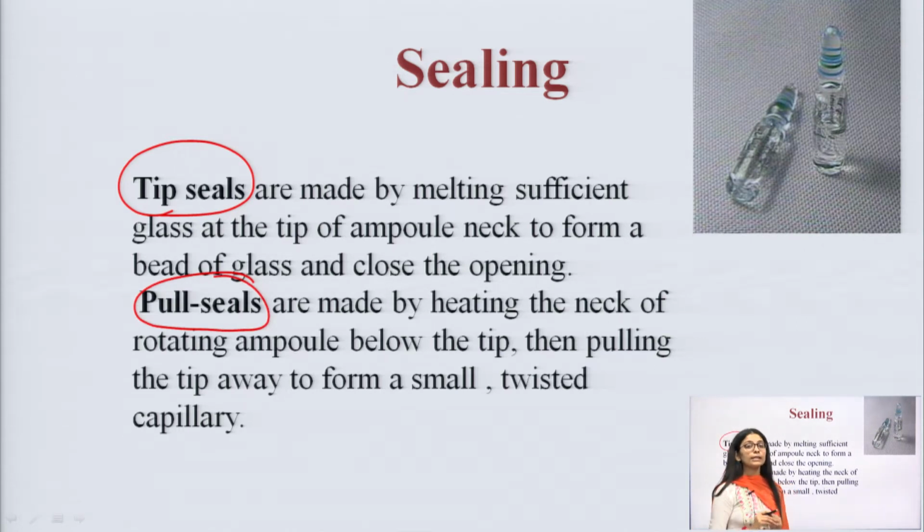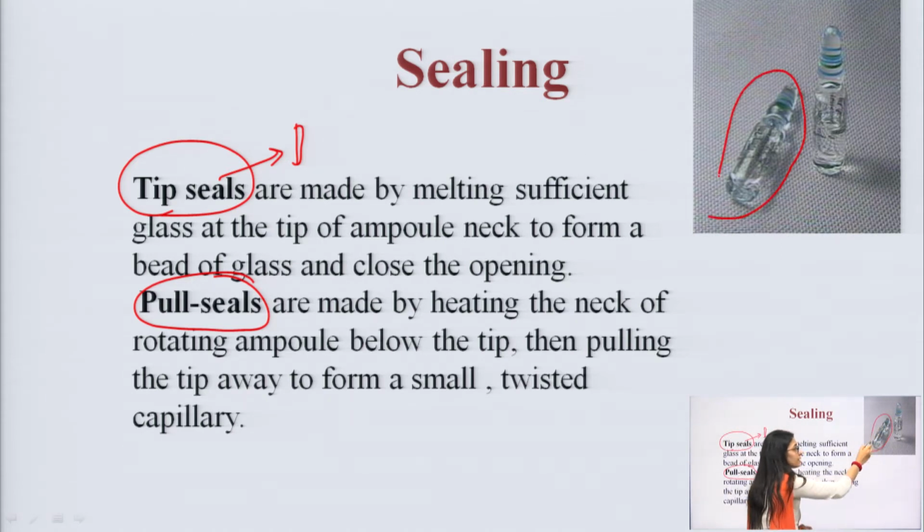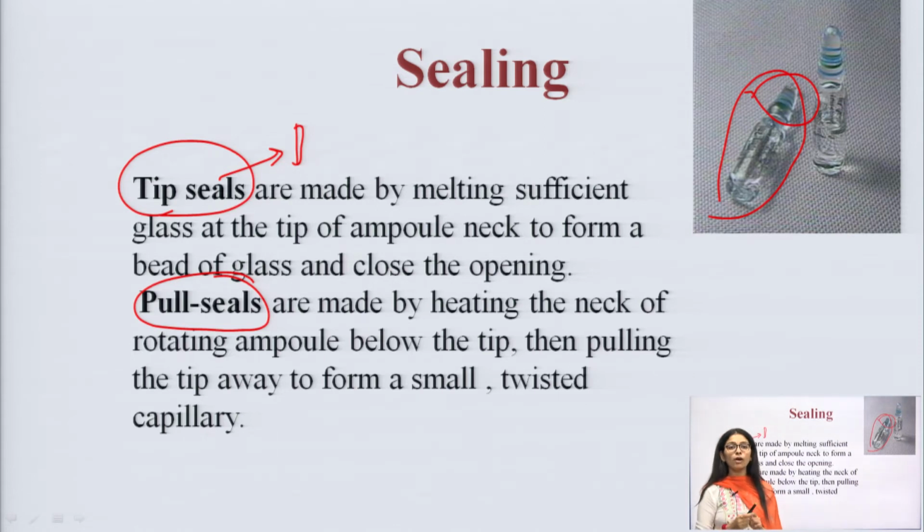First, understand what a tip seal is. From the name, it suggests it has a tip or the top point. This is called the tip, right? Tip seals are made by melting sufficient glass at the tip of the ampule's neck to form a bead of glass and close the opening. You can see in this particular image, a clear example of a tip seal. In this you can see the above point is completely blunt. It is not that much pointed. So, a tip seal is when we are working upon the tip, which is a blunt end.